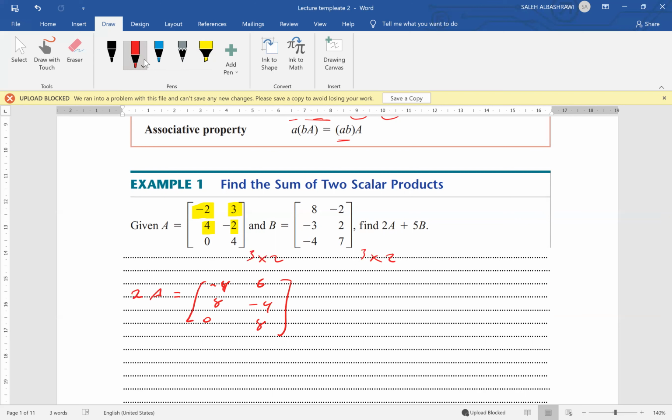For the 5B, we multiply each element of the matrix B by 5. So 8 multiplied by 5 is equal to 40. Minus 2 multiplied by 5 is minus 10. Minus 3 times 5 is minus 15. And 2 times 5 is equal to 10. And minus 4 times 5 is minus 20. And 7 times 5 is 35.